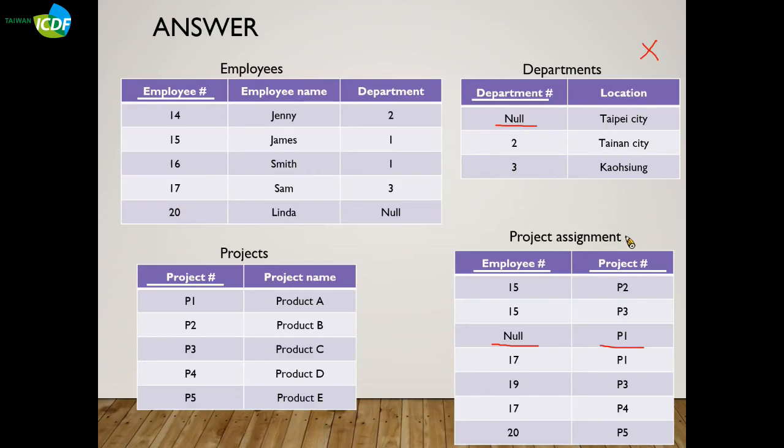In fact, in current database systems, if a tuple contains null primary key values, it will not be allowed to be stored in the table. So in this database, there are two tables that violate the entity integrity rule. They are departments and project assignment.